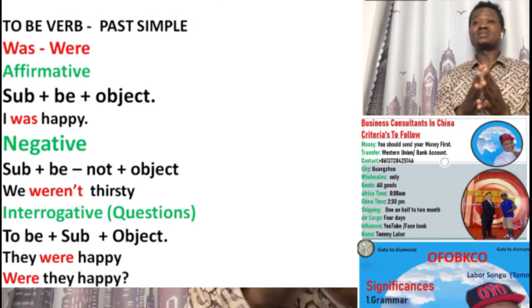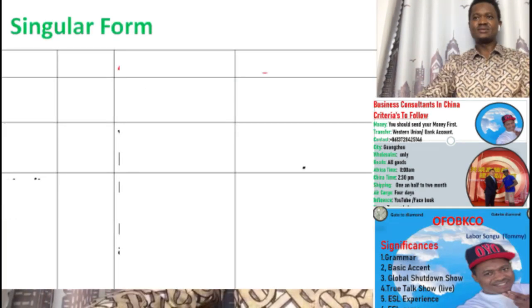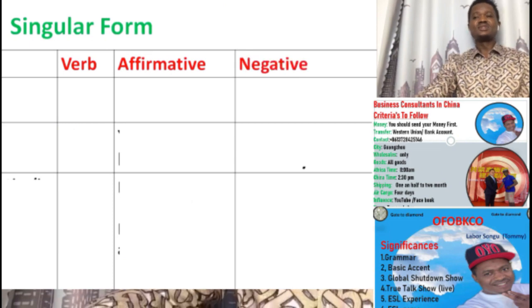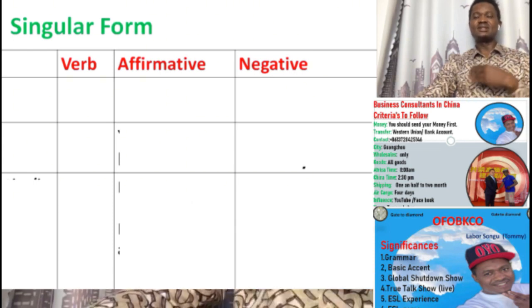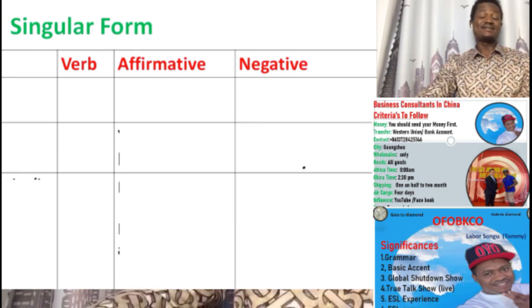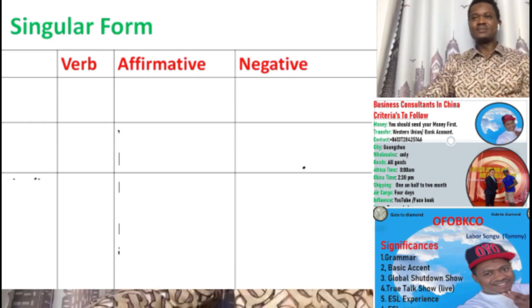In this video, we're going to talk about the difference between was and were when you use it in the past simple. We start with the verb, in the affirmative and negative forms. So the next video is going to be the interrogative form, so that you can easily understand the past simple, all right? Okay, guys, let's go.